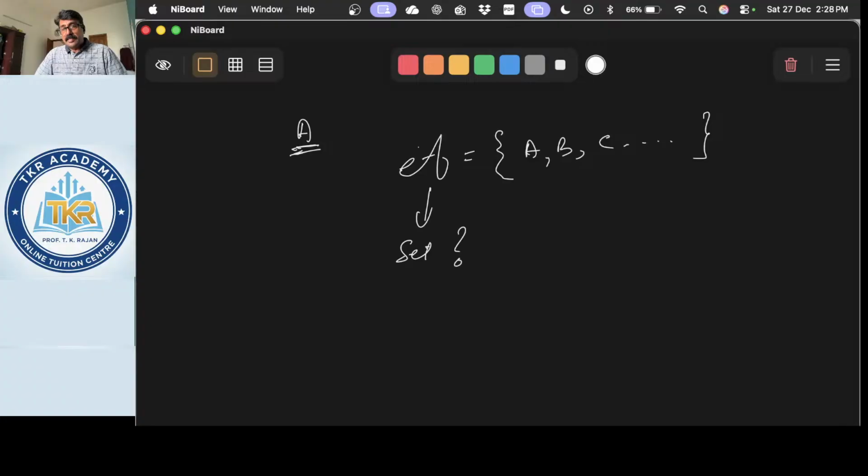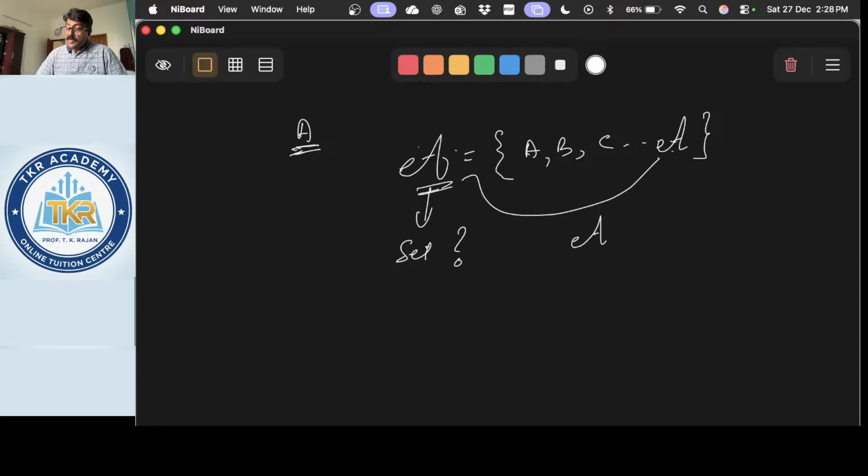Is this collection A a set or not? You can see that this is not a set. Why? If this is a set, then this A should be an element of this A. It should be an element because we have taken the collection of all sets. So this A should be in A.